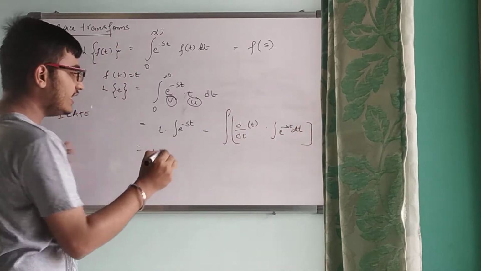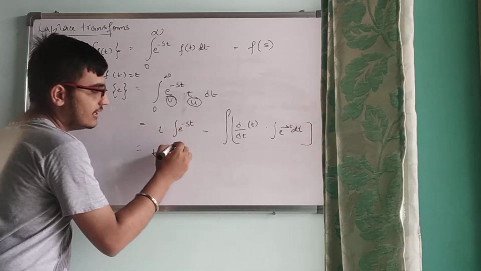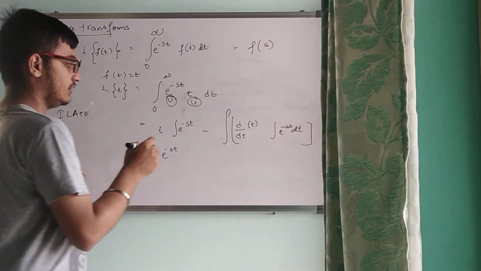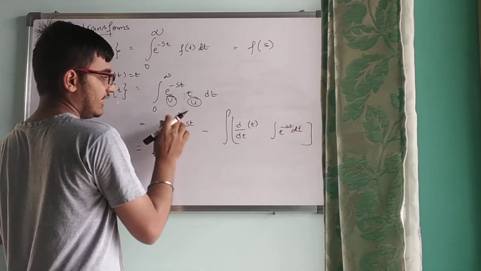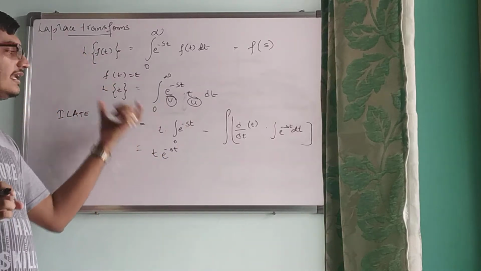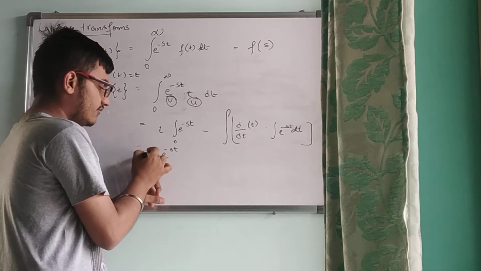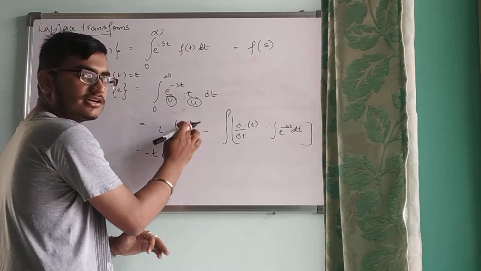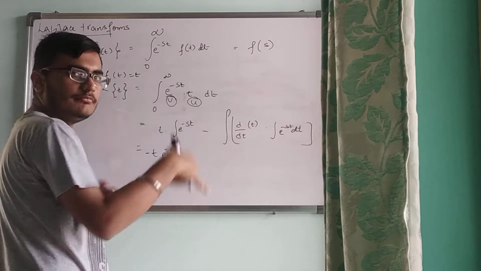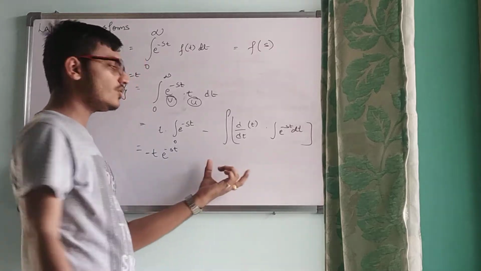So t into the integral of e power minus st, which is e power minus st over minus s, from 0 to infinity. Finally, you can substitute the limits. It is not the function e power t, right? It is e power minus st, so again divided by the differentiation of st. In the same way you have to solve this.